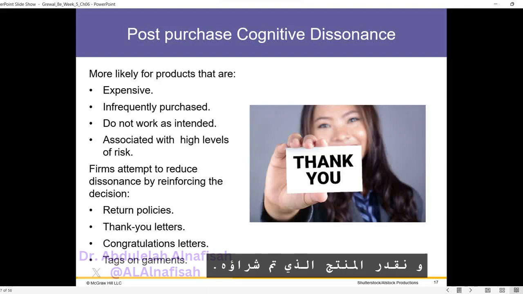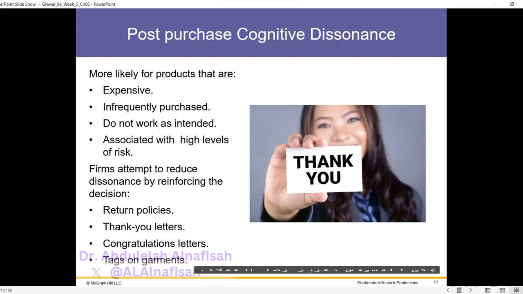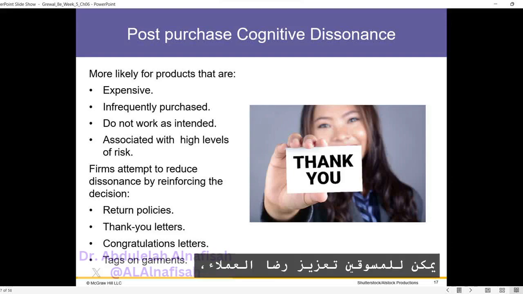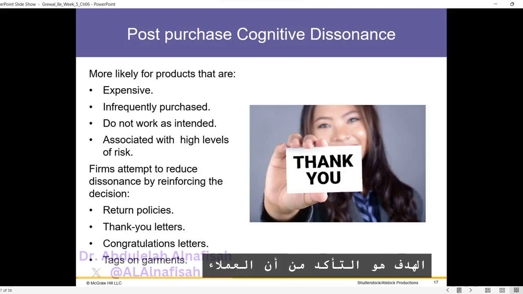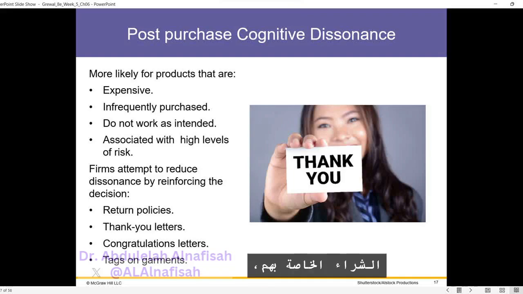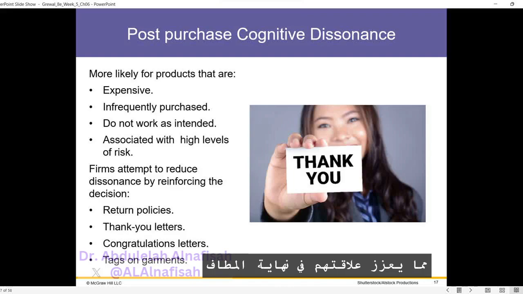the purchased product. By actively acknowledging and addressing post-purchase cognitive dissonance, marketers can enhance customer satisfaction, reduce returns or negative feedback, and foster long-term customer loyalty. The goal is to ensure that customers feel confident and reassured in their purchase decisions, ultimately strengthening their relationship with the brand or company.